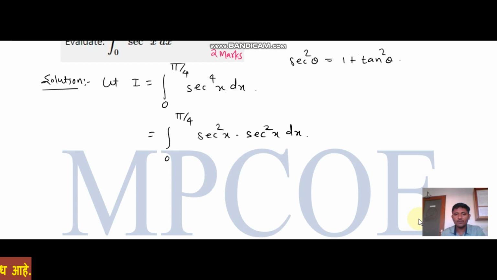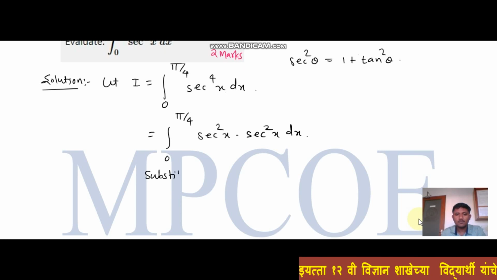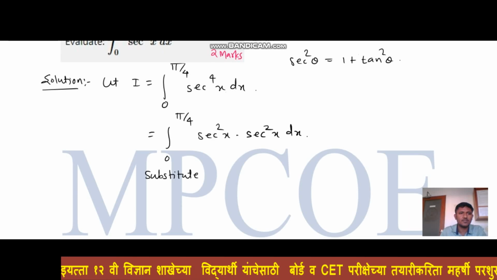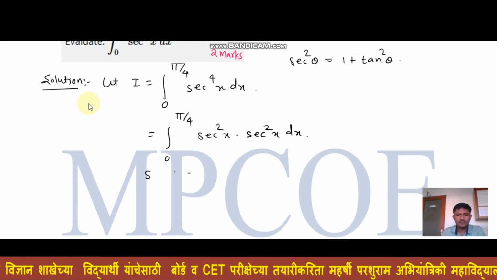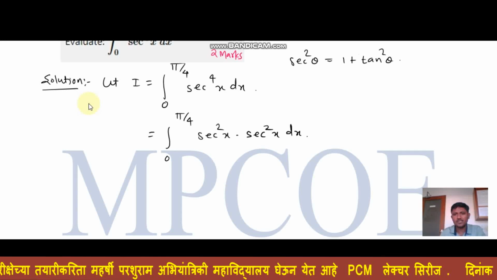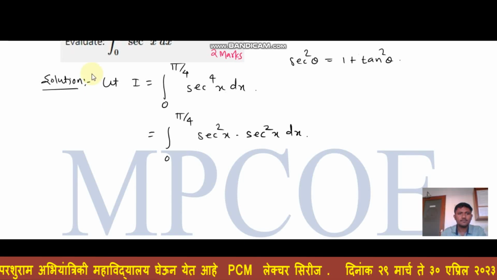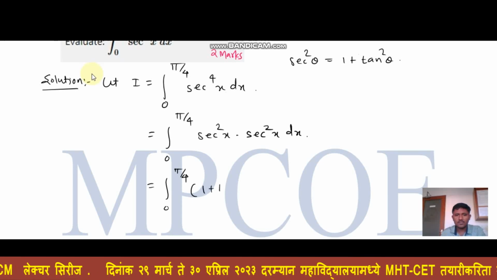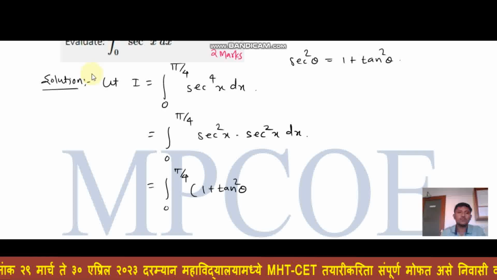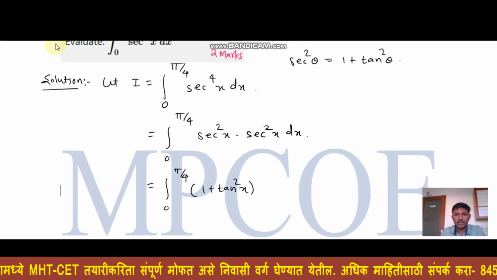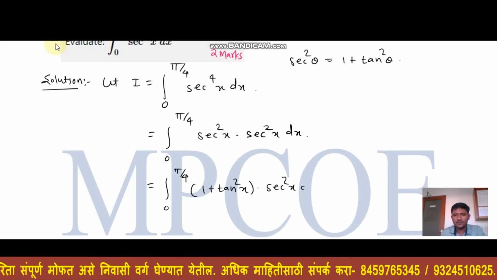There is nothing new in doing so. Now, rather than substitution, we can also use this. We know that sec square theta is 1 plus tan square theta, so this can be written as the integral from 0 to pi by 4 of 1 plus tan square x, in place of sec square x, into sec square x dx.